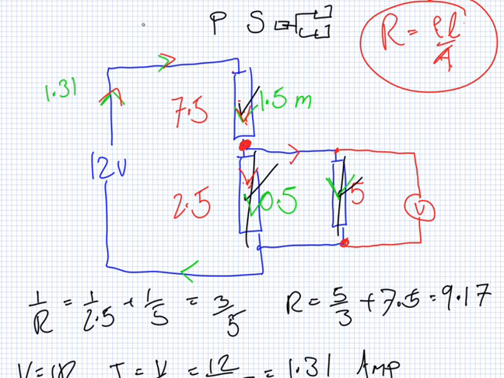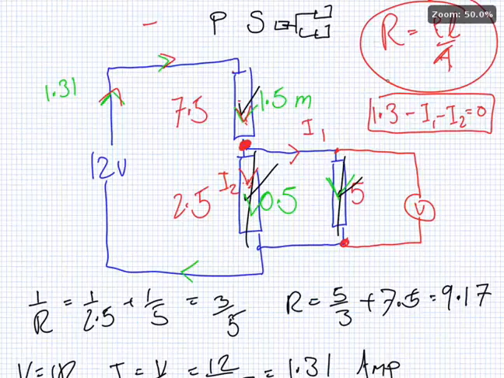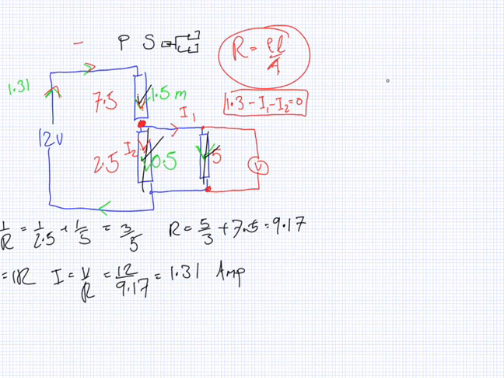So we could use Kirchhoff. Here is 1.3, here is I1, and here is I2. So we know that 1.3 minus I1 minus I2 equals 0. We can also use the loop rule. What loop would you like to take? We'll go around this big loop here.